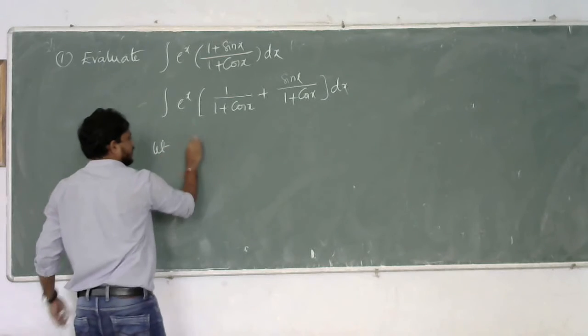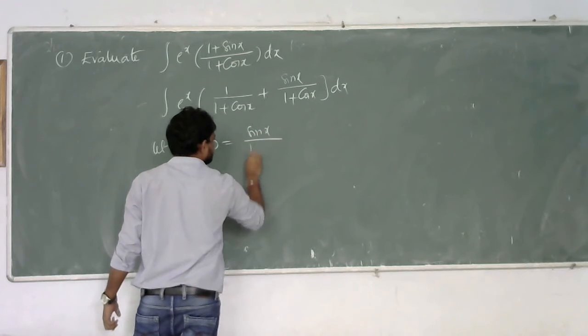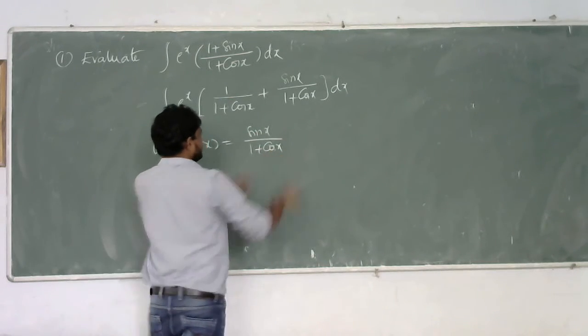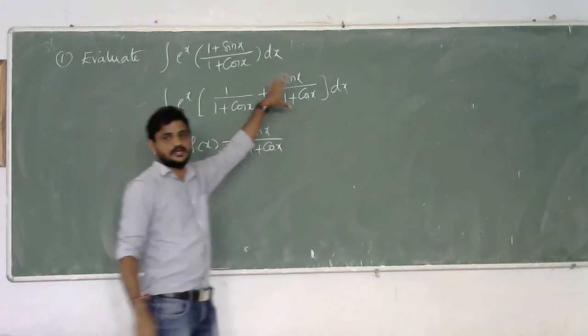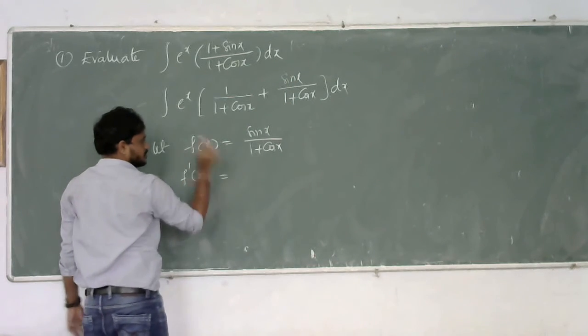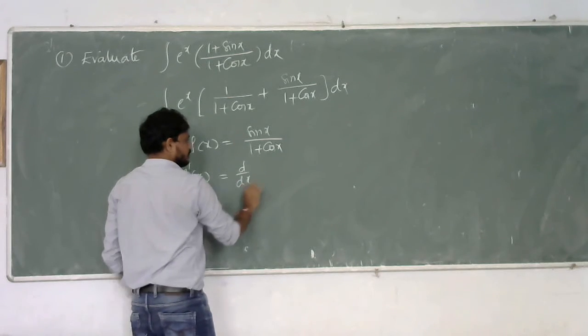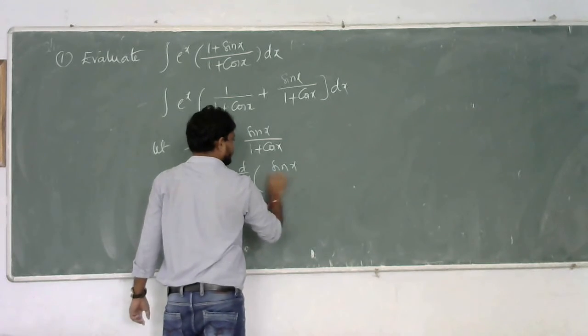I'm taking f of x equal to sin x by 1 plus cos x. I'm taking this value as f of x. Okay, so let us differentiate this term. f dash of x is equal to d by dx of sin x by 1 plus cos x.